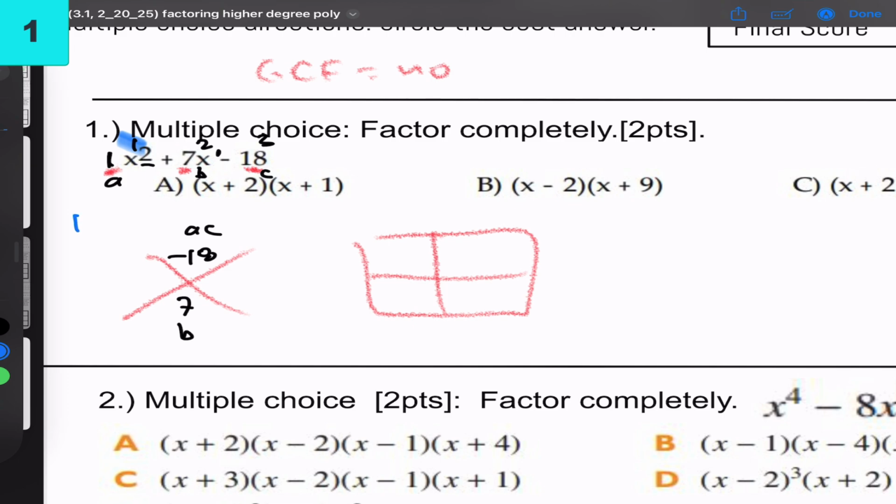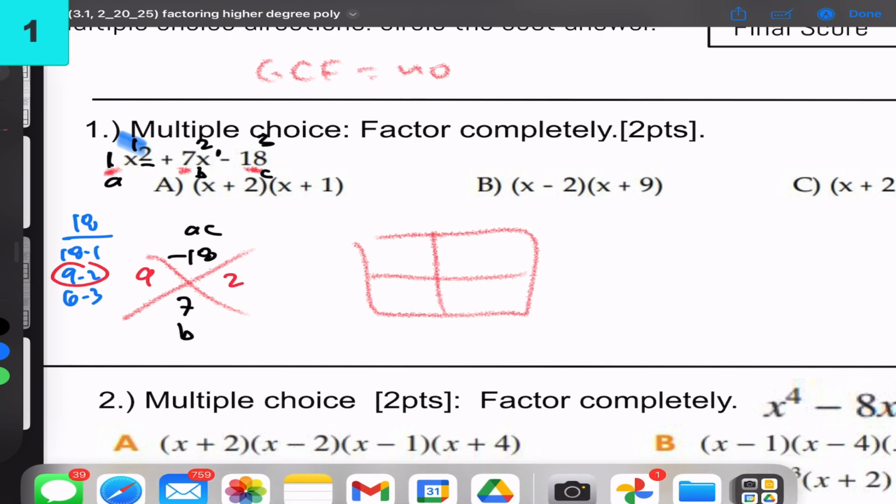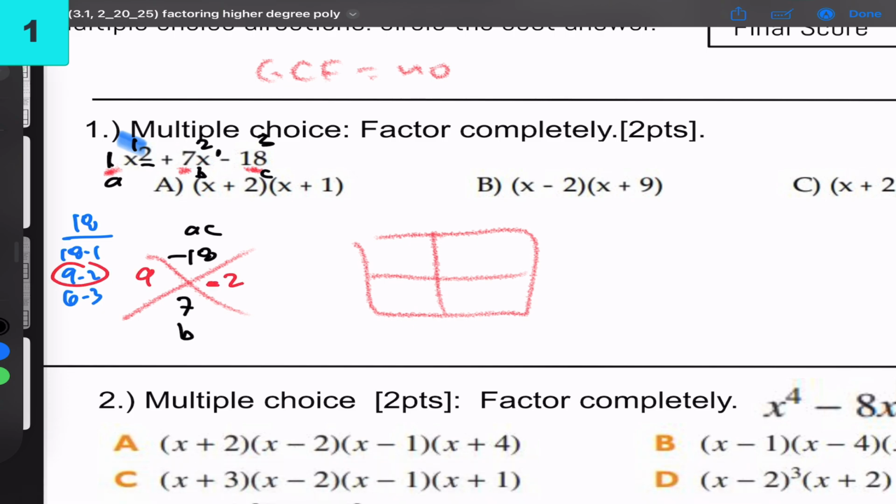You can always write out the numbers. I think it's really helpful. I think it helps you see it. So 9 and 2. And that means I make one negative, because if I multiply these, they will be negative 18, but add together to be 7. Those numbers I'm going to transfer to be 9 and negative 2. They're splitting this term, which is an X.